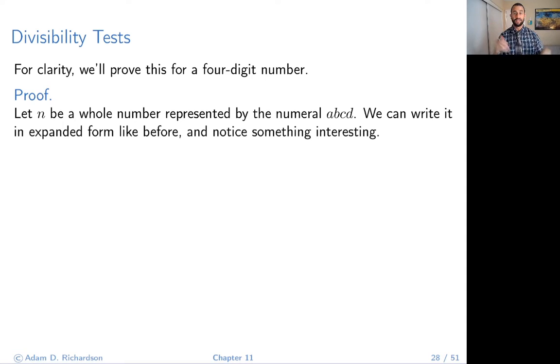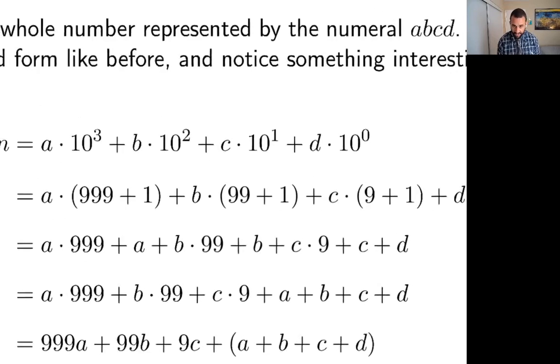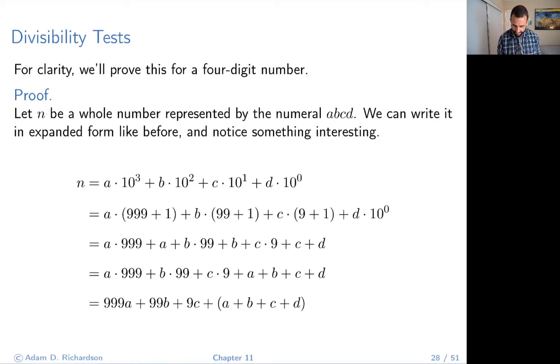All right, now, like before, we can write it in expanded form. It all relies on that expanded form, and we're going to notice something interesting. So let me try to go line by line here if I can. First, this is the expanded form of n. Right? And now hopefully you can see the structure, because here's the a times 10 cubed, and then you've got b times 10 squared, and c times 10, and d times 1, right? So there's the expanded form.